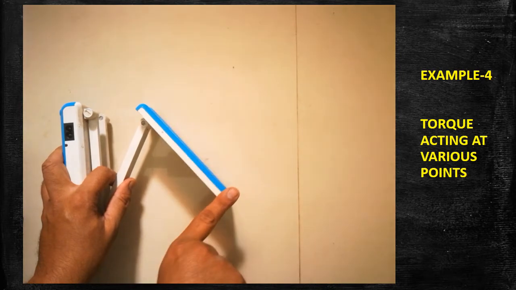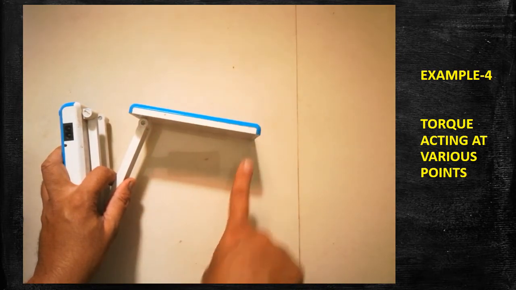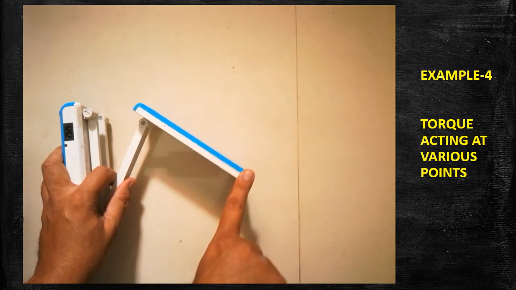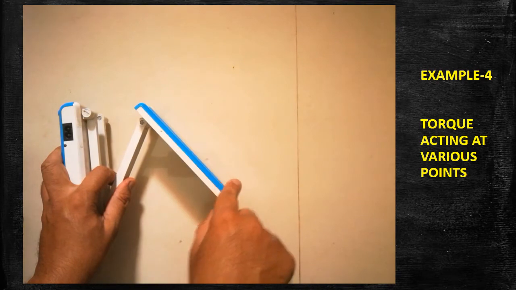I am applying an inward force. This is the perpendicular distance. Force is applied, and this is the perpendicular distance. So the torque will be acting here. So this is the fixed point. Are you clear? Here only, what kind of twist is created?